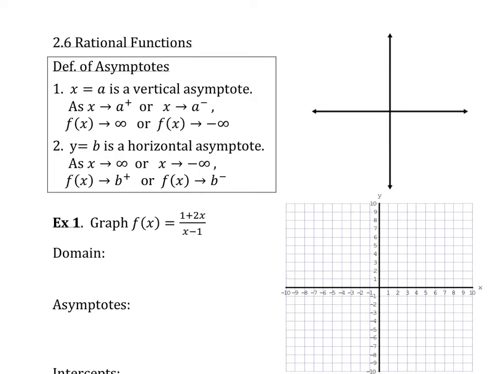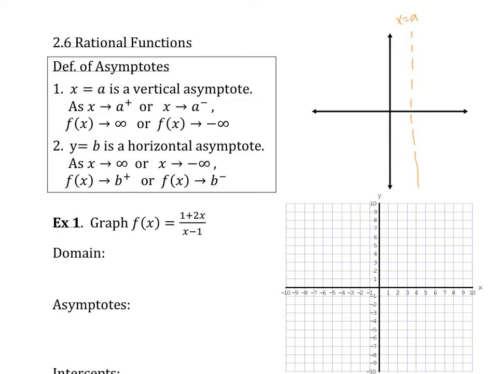Section 2.6 is on rational functions. Okay, first they give you the definition of asymptotes in terms of limit notation. So the first one says x equals a is a vertical asymptote. So I'm going to go ahead and draw a random vertical asymptote, and I'm going to call this x equals a.